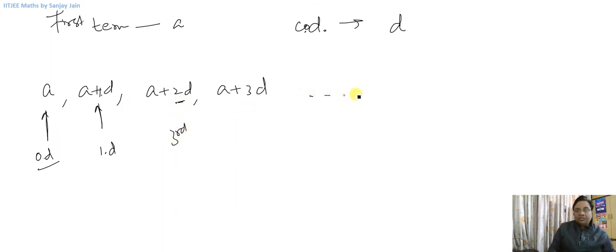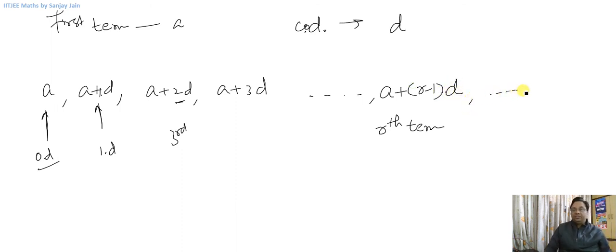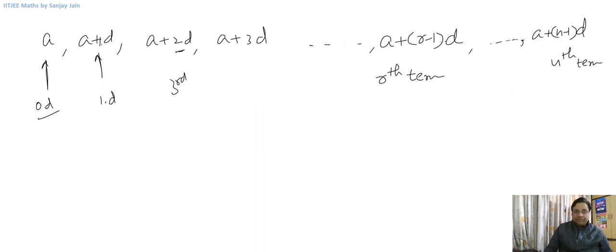So what can you say about, let us say, the rth term? It will have R minus 1 into D. And what can you say about the nth term? It will be A plus n minus 1 into D. Let us say we have got this AP. AP is the short form for arithmetic progression. Now we have got this AP with n terms.